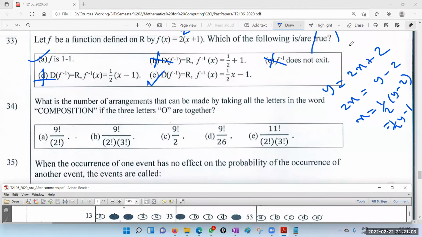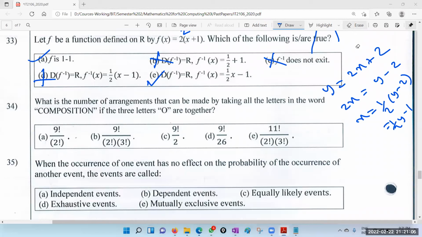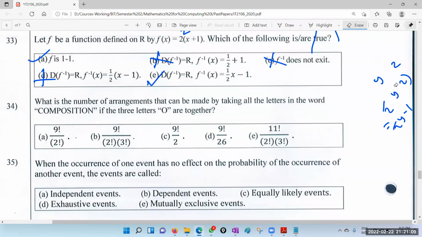34. This is a counting question. Now remember, first you have to double check whether this is a combination question or a permutation question. Since you have the recordings, I am not going to do any revision. Usually I do a revision at the end, but since you have the recording, because we did the counting within 1 day, why don't you just refer to the recording? What is the number of arrangements? So arrangement means permutation.